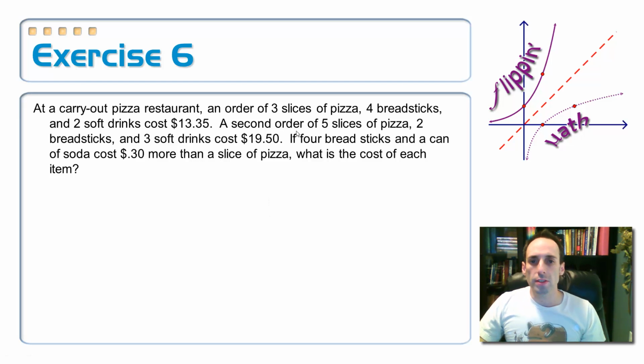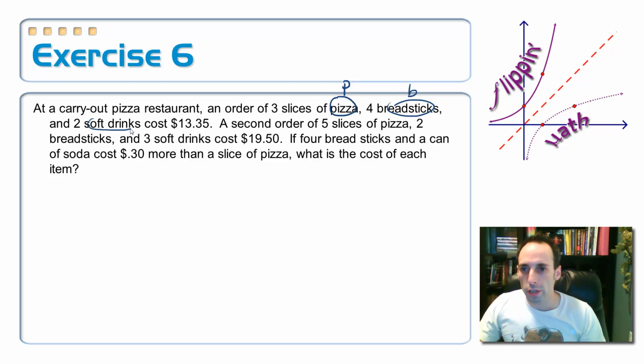Okay, so I can write down some equations. So let's define some variables here. We've got the cost of pizza, let's call that P. Cost of breadsticks, let's call that B. And soft drinks, let's call that S. How's that sound? So we have our 3 variables, and it's the cost of these things because that's what we're looking for. We're looking for the cost of each item.